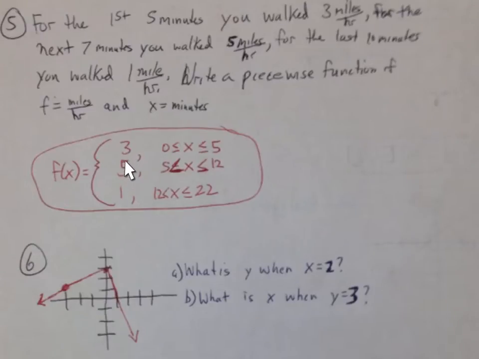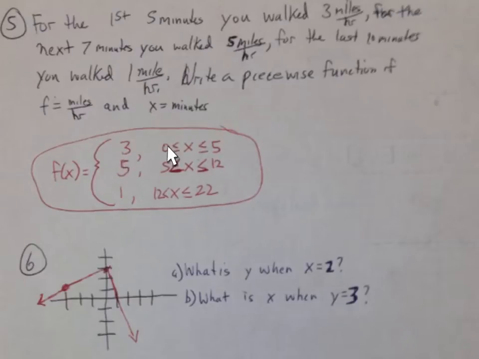And then the last one, it says for the last 10 minutes, walking 1 mile an hour. So from 12, add 10 minutes to that, we're now at 22. And again, the reason you don't have an "or equal to" there is because 12 is included on this, but we are including 22 because that's the end of the 10 minutes. And you walked 1 mile per hour the whole time.